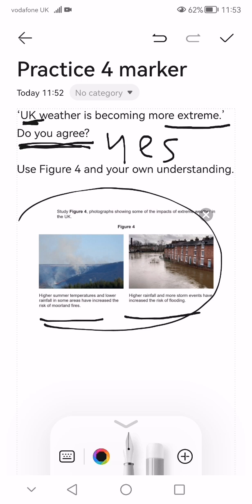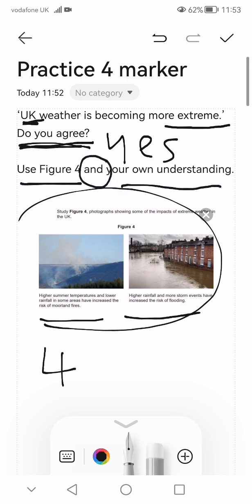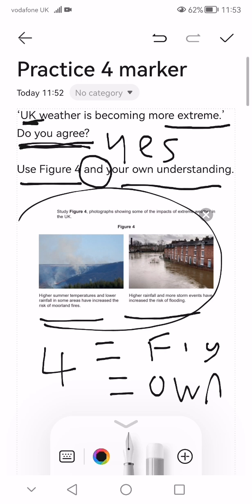Now, that's all well and good. How do you structure this answer? Well, for me, it's very, very simple. It's worth 4 marks. So therefore, I would say you need 4 sentences. Very, very key point here. It says use figure 4 and your own understanding. Therefore, I would say in 2 of your sentences, it should be about the figure. And in 2 sentences, it's your own understanding. So, for this question here, my first sentence would be, in figure 4, one piece of evidence of UK weather becoming more extreme is, and then you use anything from these pictures.